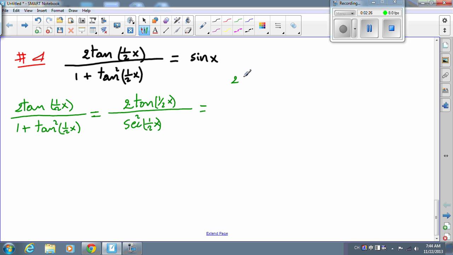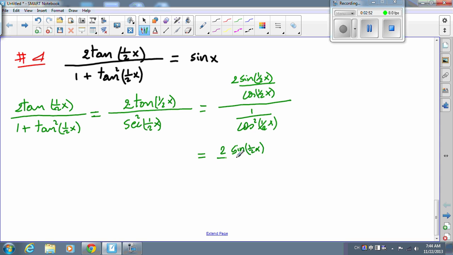So this is 2 times the sine of 1/2 x over the cosine of 1/2 x. The whole thing is divided by the secant square, meaning 1 over the cosine squared of 1/2 x. Now I will go ahead and apply my copy change flip here. That will be 2 times the sine of 1/2 x. I'm copying the top over the cosine of 1/2 x. Change it to multiplication and flip the bottom by saying it's cosine squared of 1/2 x over 1.